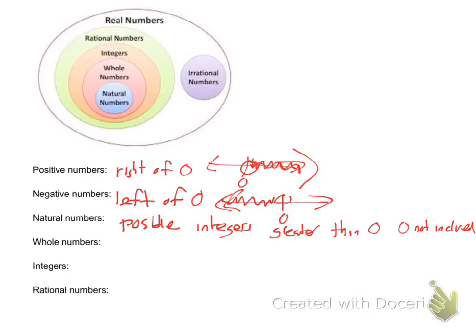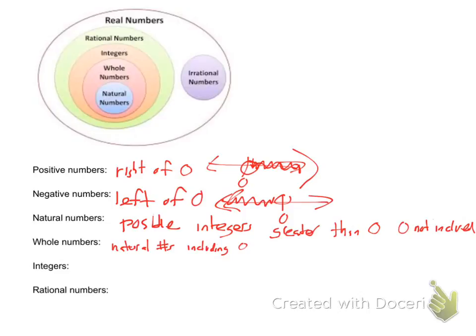Then we step into whole numbers. Whole numbers are the exact same thing as natural numbers, but what's included this time? 0. So these are the natural numbers, including 0. So it's all the natural numbers, 1, 2, 3, 4, 5, 6, so on, and 0. So now we would start at 0, 1, 2, 3, 4.